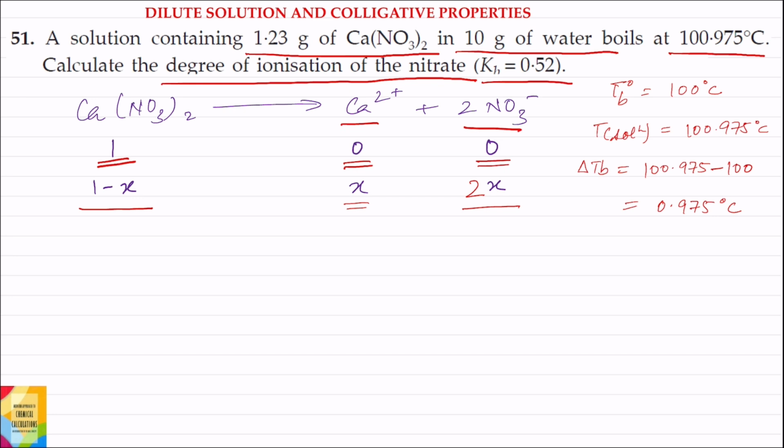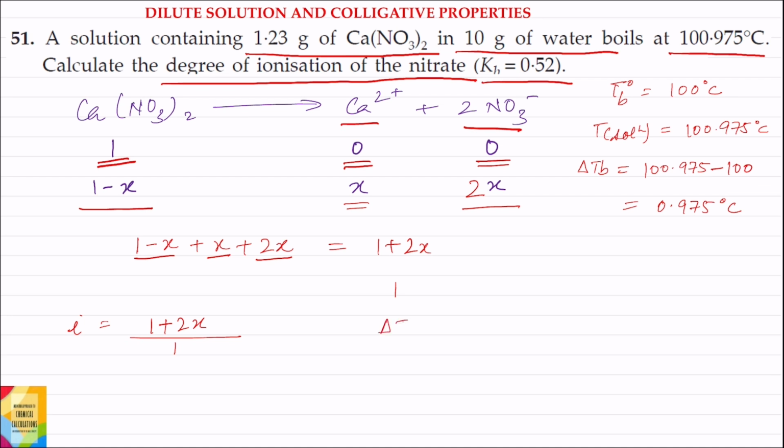So total number of moles after dissociation हो गया 1 minus x plus 2x, that is moles of calcium nitrate plus moles of calcium ions plus moles of nitrate ions, and this is equal to 1 plus 2x moles, and moles of solute particles before dissociation था 1 mole. Now value of I हो जाएगा moles of solute particles after dissociation, that is 1 plus 2x, divided by moles of solute particles before dissociation, that is 1. ये हो गया value of I considering the number of particles of solute before and after dissociation.